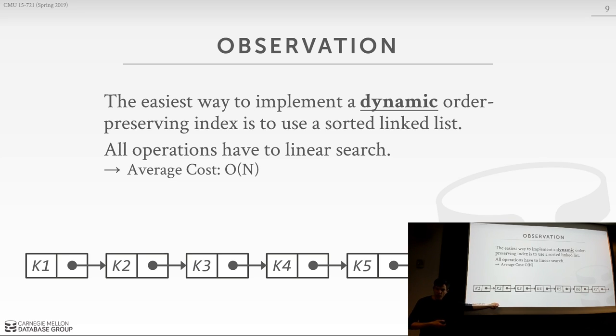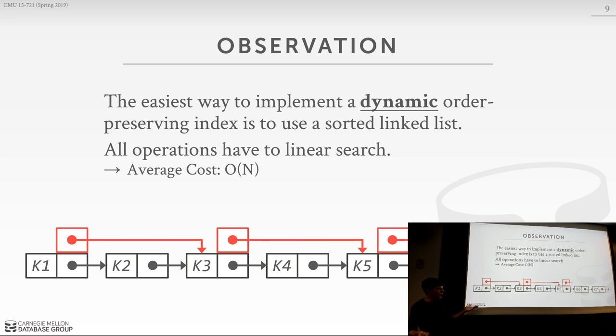Instead of scanning every single one, what if I just had some extra pointers to allow me to scan over every second one? So say I'm looking for key 3, rather than having to do key 1, key 2, key 3, if I just look up in this one here, then I can jump to key 3 and I'm done.